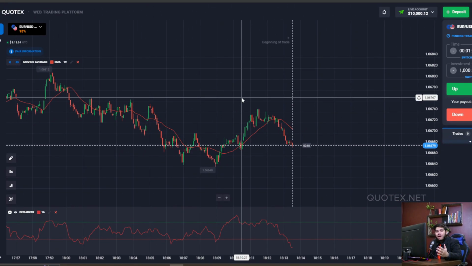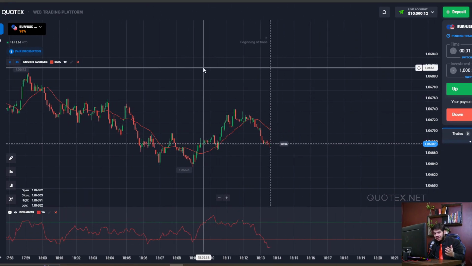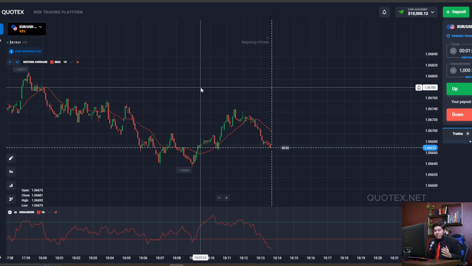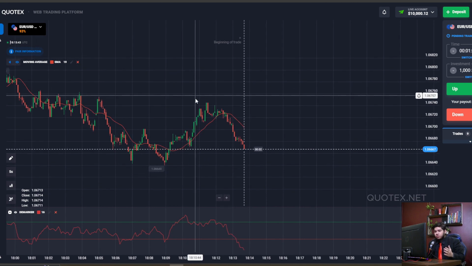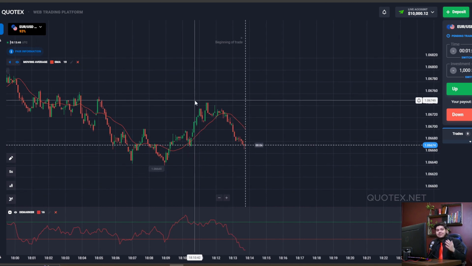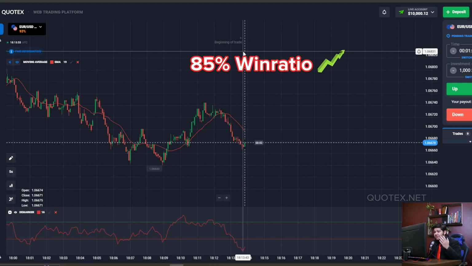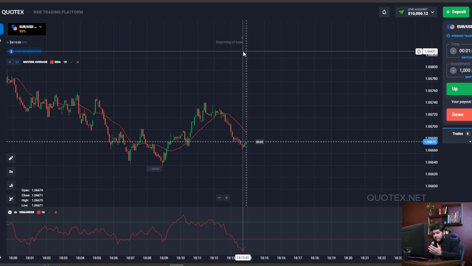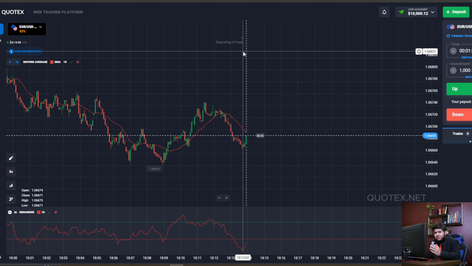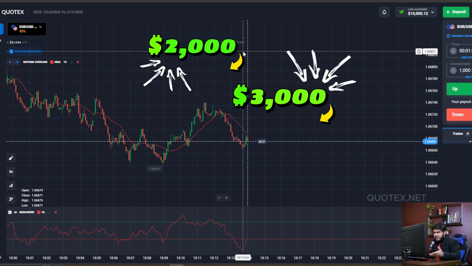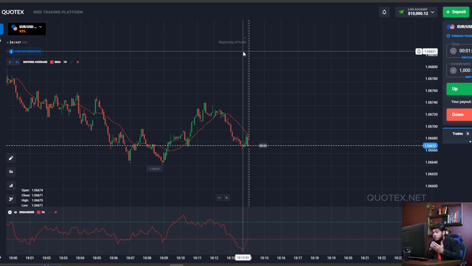Guys, today I'm back with another trading strategy, and believe me guys, before giving this strategy to you guys, I have backtested it a lot so that I can make sure that it has a significant win ratio so I can be able to give it to you guys. And this trading strategy has a win ratio of 85%. So guys, if you follow this trading strategy with all the risk management and all the rules that I'm explaining here, you can make $2,000 to $3,000 daily.